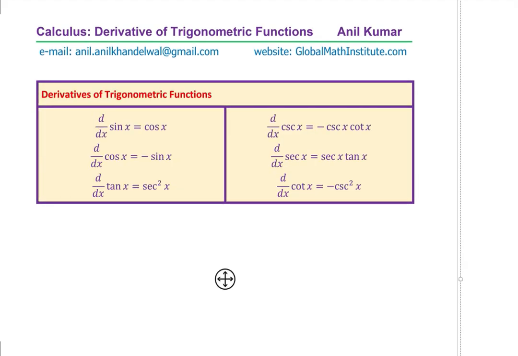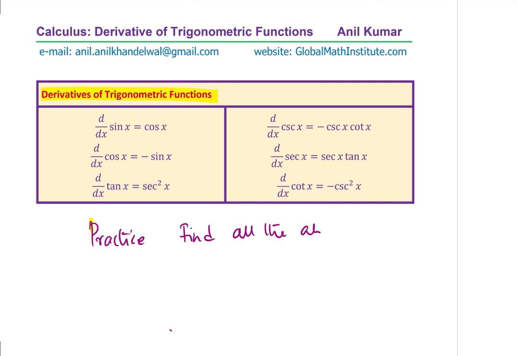Once you find them, you can check your values. So this is a summary of all the derivatives. I'd like you to actually find the derivatives for cosecant x, secant x, and cotangent x. These are the values which you should match, correct? So, practice. Find all the above derivatives. So that's important, right? And verify your result.